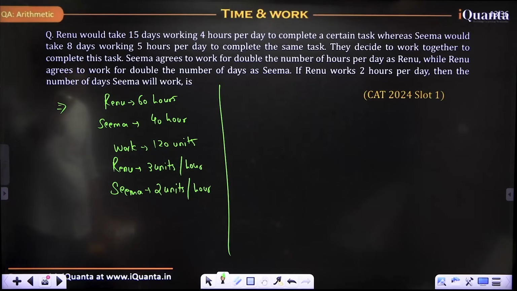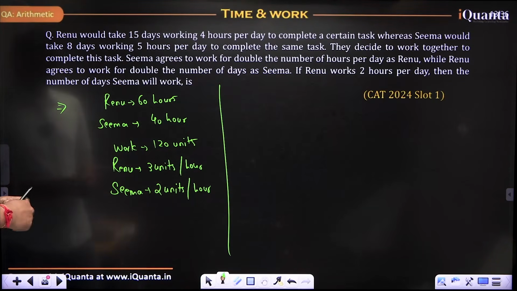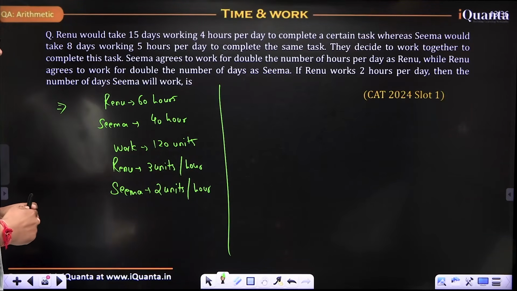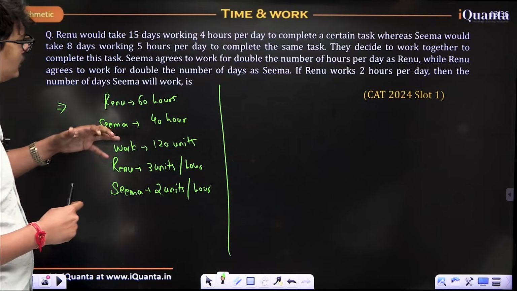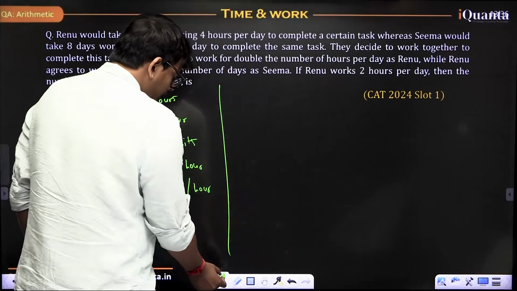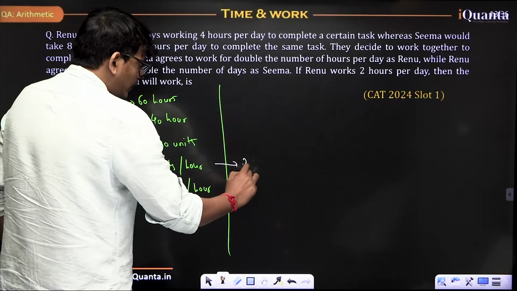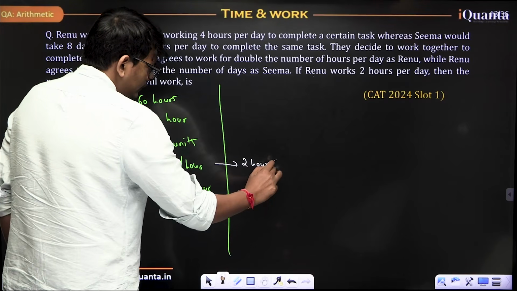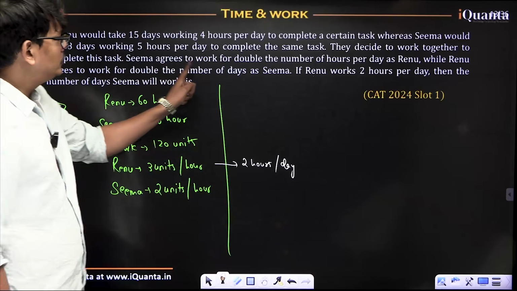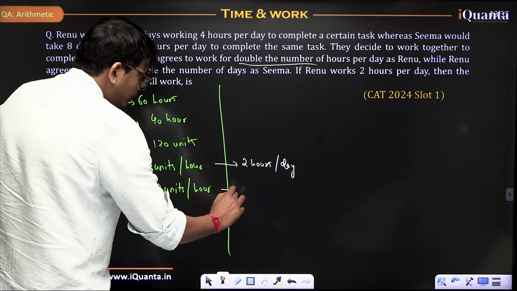Next, they decided to work together to complete this task. Seema argues to work for double the number of hours per day as Renu, okay? While Renu agrees to work for double the number of days as Seema. Fine. If Renu works for 2 hours per day, it means if Renu is working for 2 hours per day, so Seema is doing that work for double the number of hours. So Seema must be doing for 4 hours per day.